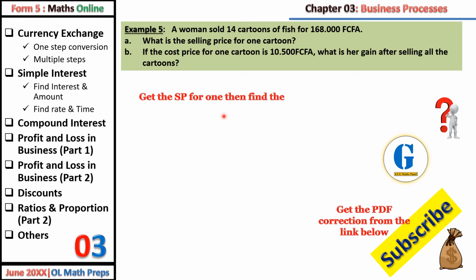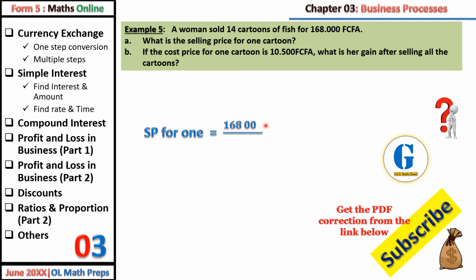Price of one carton will just be simple. 168,000 divided by what? By 14. So this gives us selling price for one carton is equal to 168,000 francs divided by 14, of which one carton will be 12,000 francs.